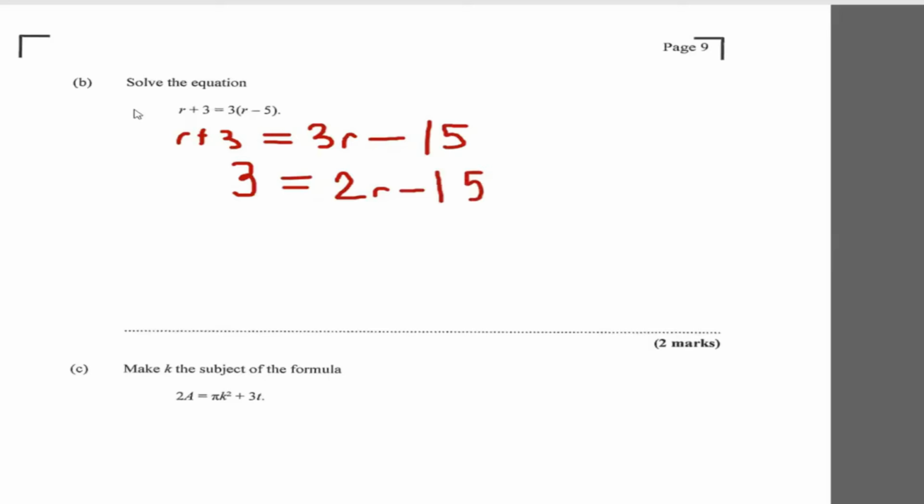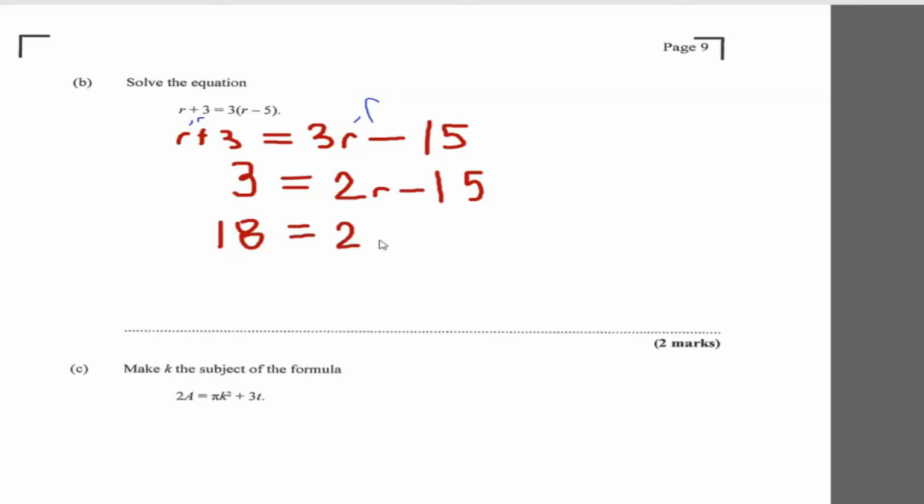Let me put it in blue: we subtract r right here and we subtract r right here. So we subtract r from both sides. r minus r cancels, and 3r minus r is 2r. Next thing we need to do is get rid of this 15. So we add 15 to both sides to get 18 is equal to 2r.